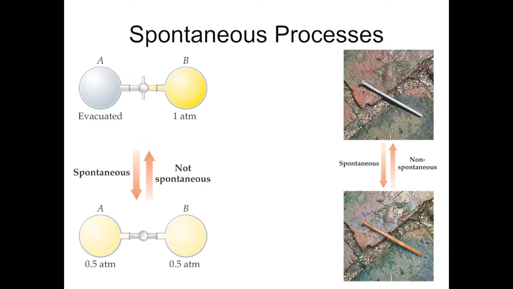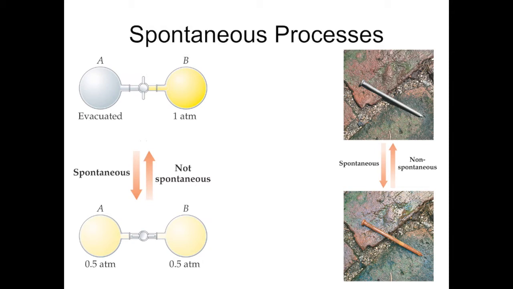In chemistry, the word spontaneous has a very specific technical meaning, and it refers to processes that are able to proceed without any outside intervention, or without you putting any outside energy into the system. So if you look at the example on the left-hand side, you have a glass bulb connected to another glass bulb. The left-hand side bulb is empty, it's evacuated, it's under vacuum. And the right-hand side has 1 atmosphere worth of gas filled in it.